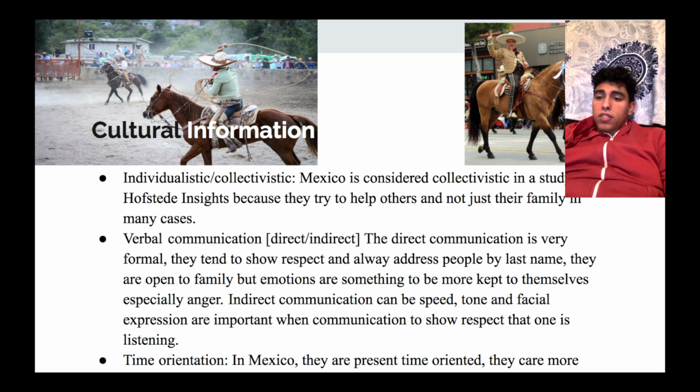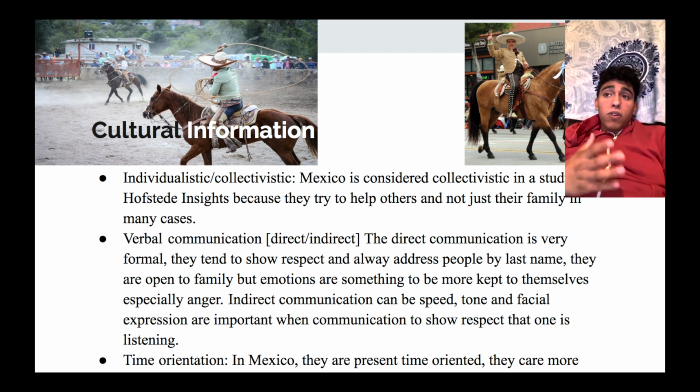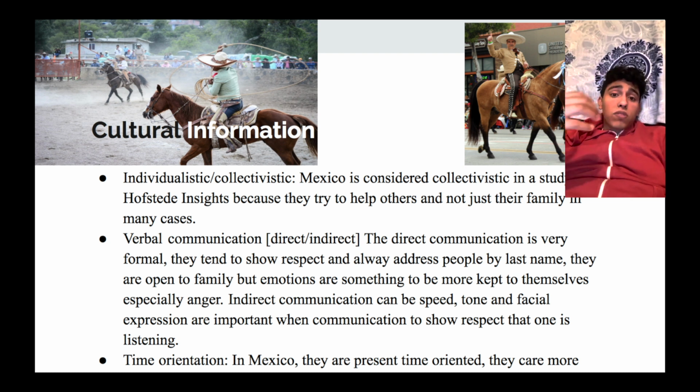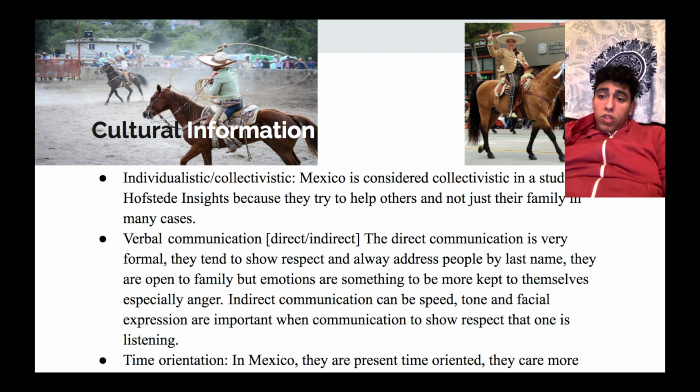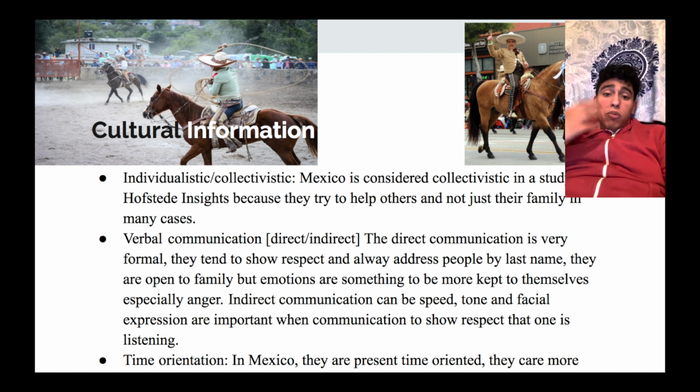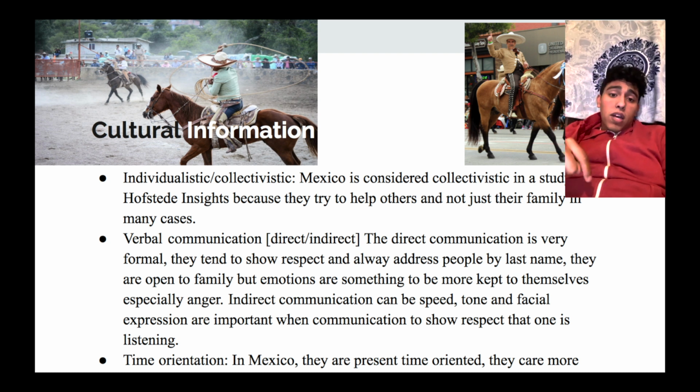Now we're going to move on to cultural information, individualistic or collective. In that sense, Mexico is considered collectivistic. Why? Because it's family oriented. Even if you're not part of the family, you will be joined into this family, and people tend to be very caring for others. Verbal communication is very direct. They care a lot about hand gestures, eye contact, and many other aspects of that. Time oriented, they care about the now. They don't care as much about the future; they care more about what's going to happen currently.